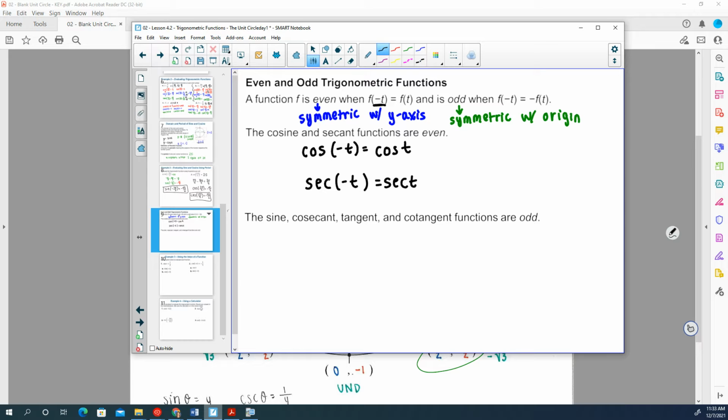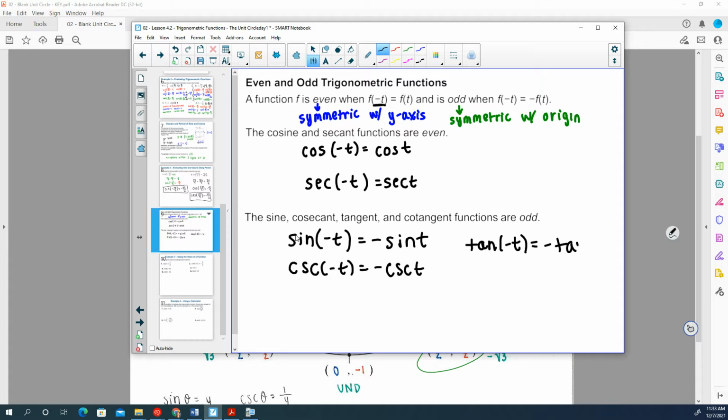Meaning that when you take the negative version of an angle, you get the opposite value of the original angle. Okay, so that works for sine, its reciprocal cosecant, tangent, and its reciprocal cotangent. Okay, we'll look at a unit circle to show you this.